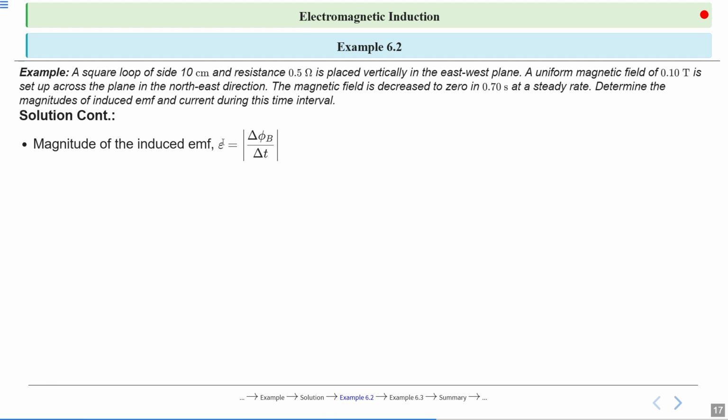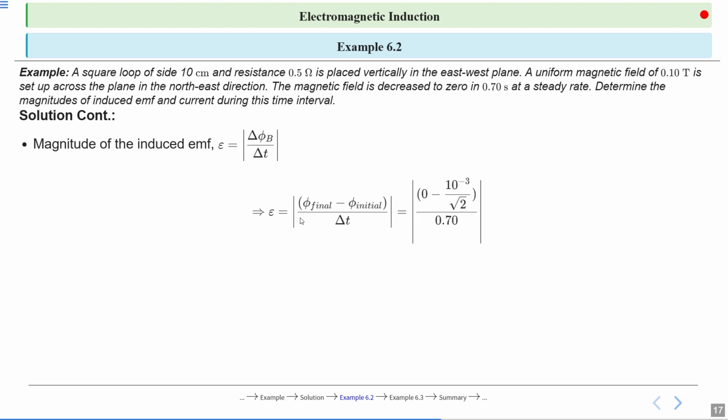So the magnitude of EMF is given by mod of delta phi upon delta T. Now in the first method that we had done in the previous example, if the number of turns is given, in this question it is not given, then we have to multiply n in this expression. This is the first method. And the second method we are going to discuss in the next example.